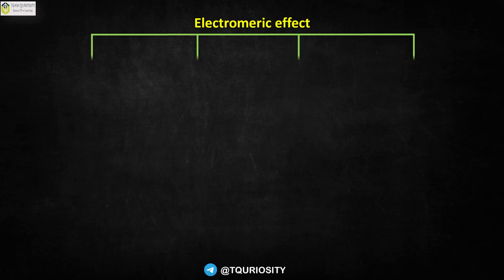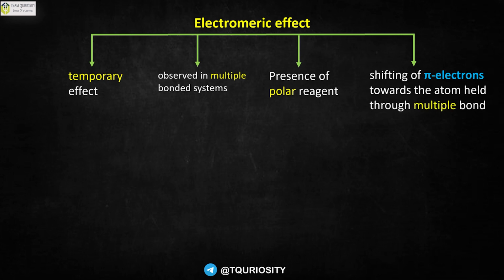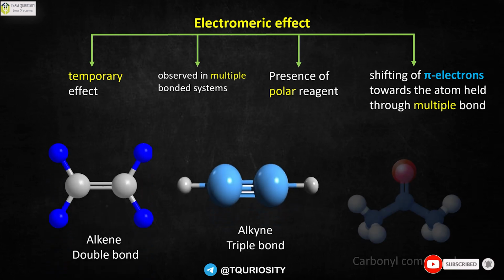Now, we will understand about electromeric effect. What is electromeric effect? This is a temporary effect which is observed in multiple bonded systems in the presence of a polar reagent. It involves the shifting of pi electrons towards one of the atoms held through a multiple bond. Example: alkene, alkyne, carbonyl compounds, etc.